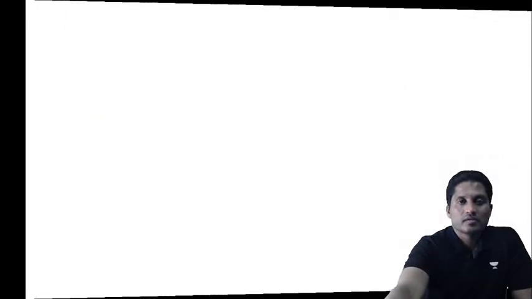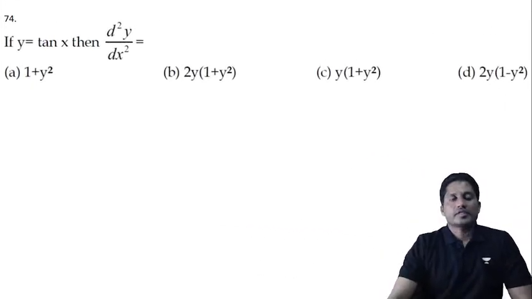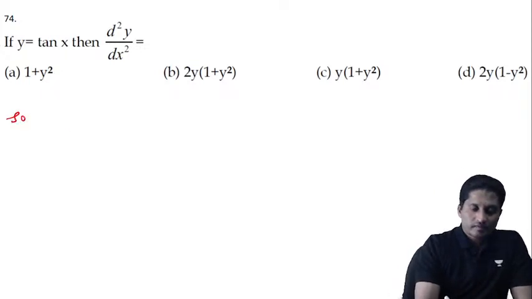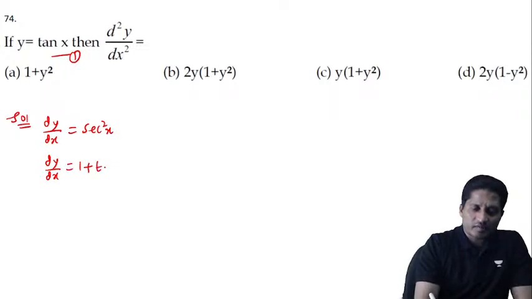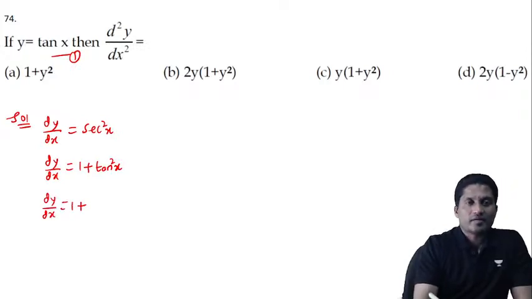Question number 74. y equal to tan x, what will be d square y by dx square in terms of y? Call this equation 1. dy by dx is equal to differentiation of tan x, which is sec square x. Sec square x can be written as 1 plus tan square x. Now dy by dx is equal to 1 plus tan square x, and tan x is equal to y, right? So this becomes 1 plus y square.